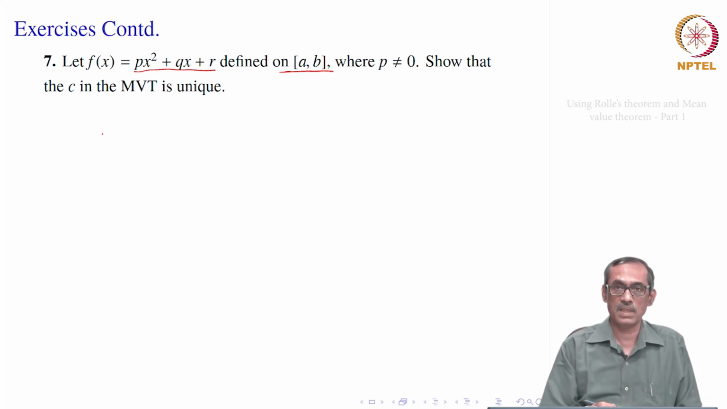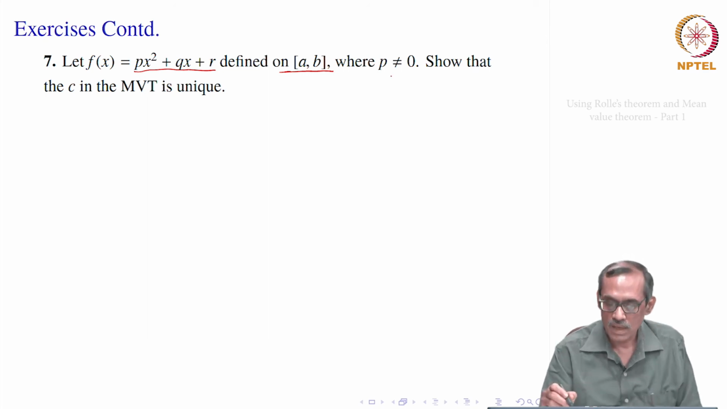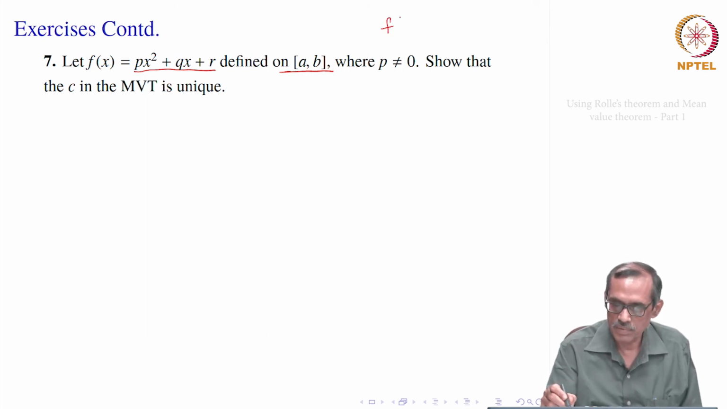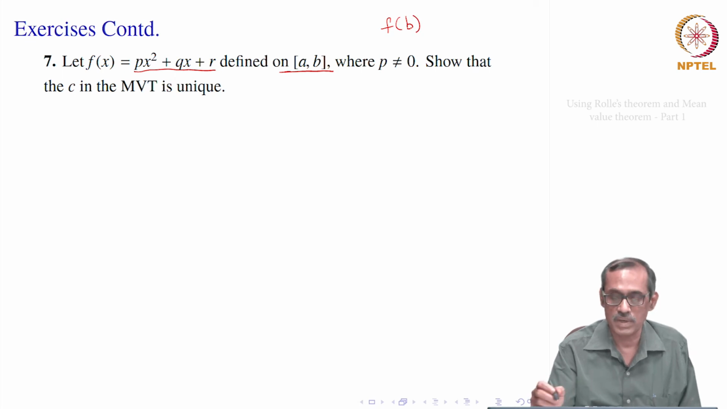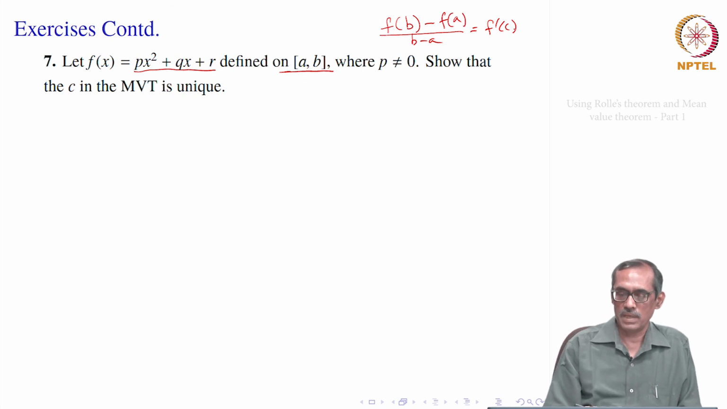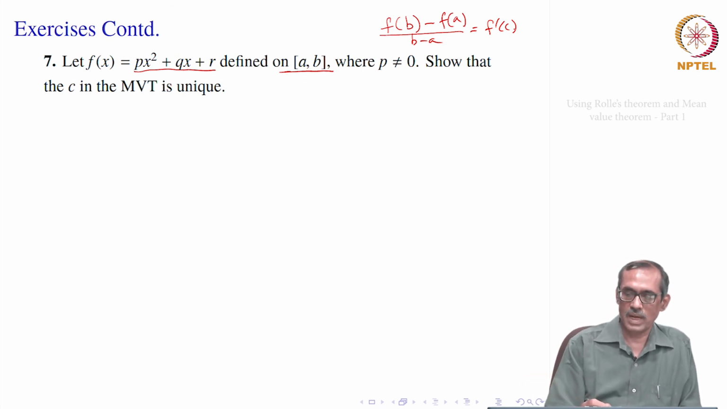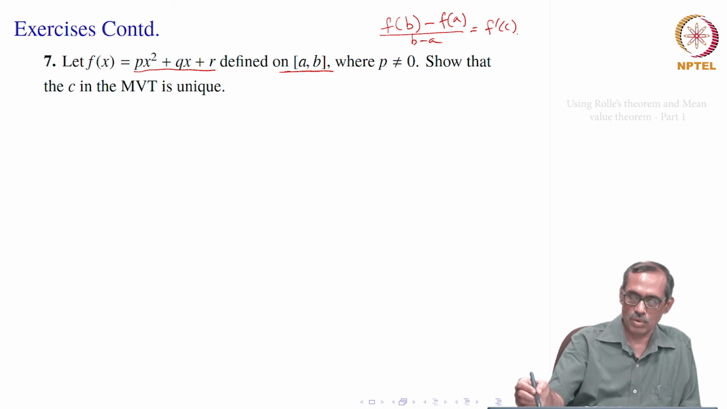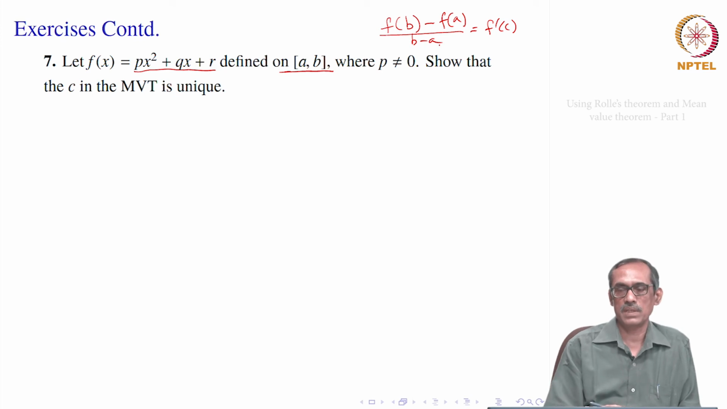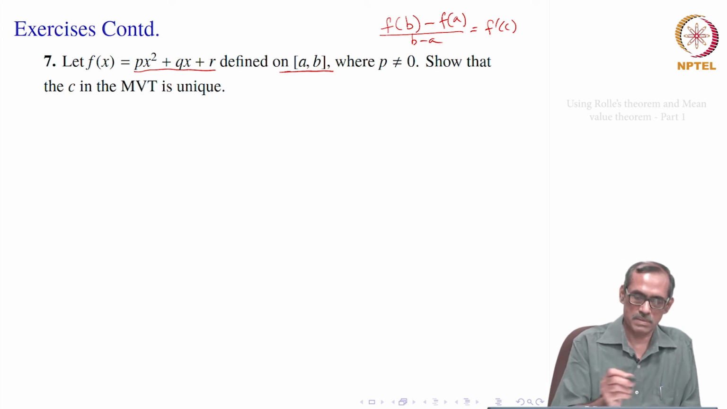So, what is the meaning of c in the mean value theorem? We know that if you apply the mean value theorem, if it is at all applicable, its conclusion will be f of b minus f of a by b minus a equal to f prime c for some c between a and b. So, we are asked to show that this c in between a and b is unique. There cannot be two different c's satisfying the same condition if it is a quadratic with p not equal to 0.